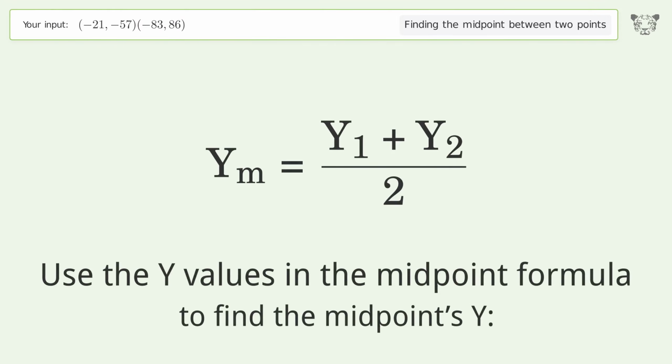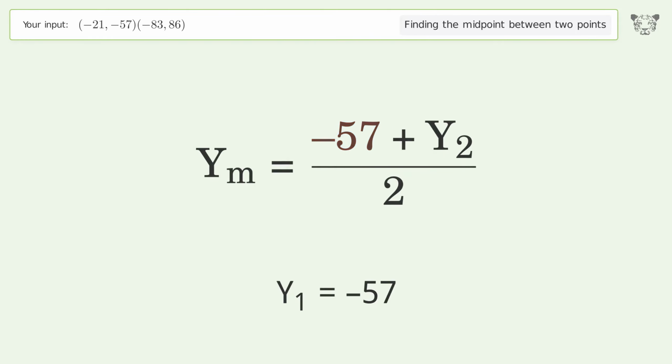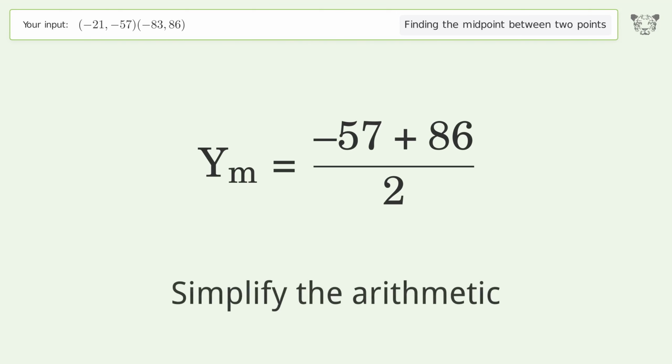Use the y values in the midpoint formula to find the midpoint's y. y1 equals -57. y2 equals 86. Simplify the arithmetic.